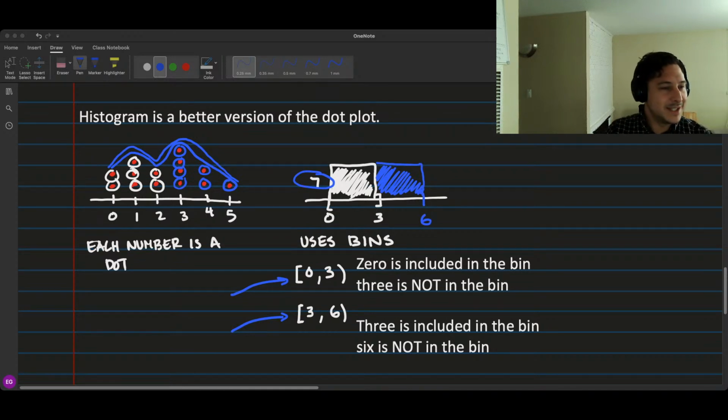But there was an issue with this. We sort of talked about it. The bin, if I say from 0 to 3, that's not quite true. Do we remember?